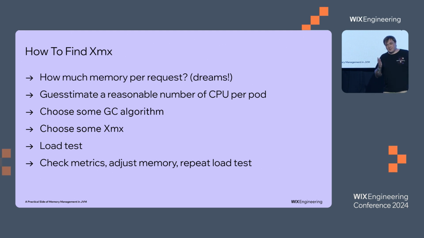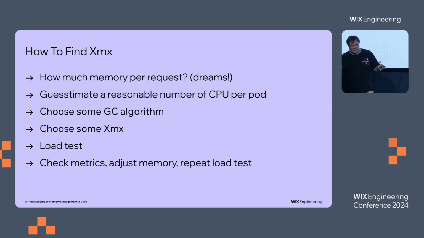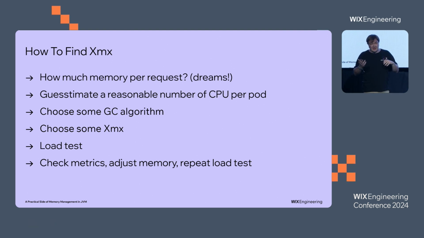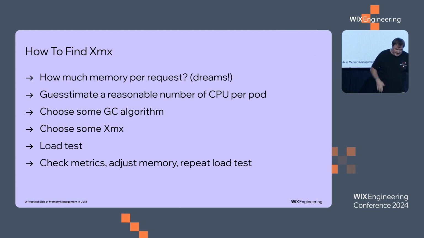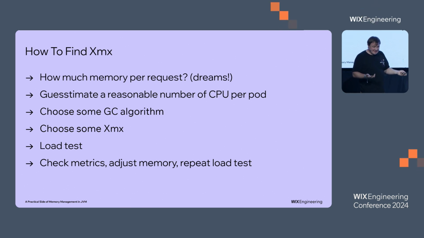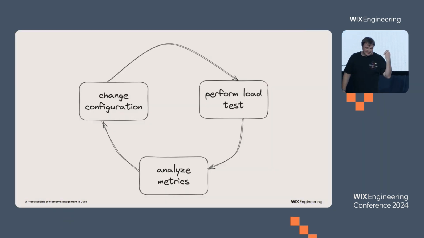So instead, we guesstimate the size of the instance in terms of how many CPUs we might need for our application, based on the expected throughput of this service and how many instances we want to have in our cluster. Then we choose some GC algorithm, maybe based on the flowchart. Then we choose some Xmx, perform a load test, check metrics, adjust memory and repeat the load test. So basically we need to go into this loop.